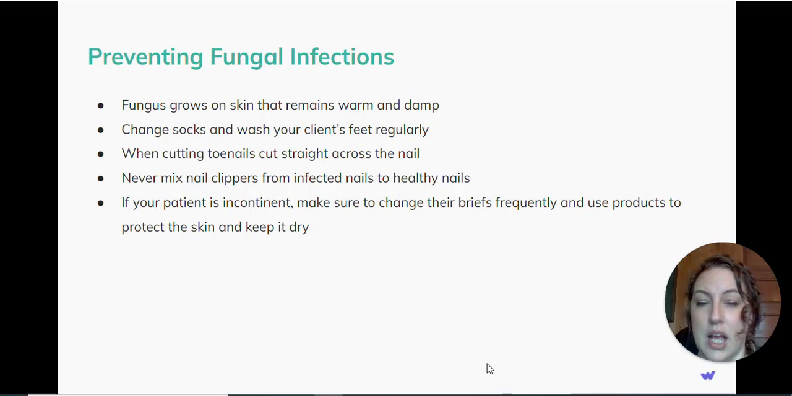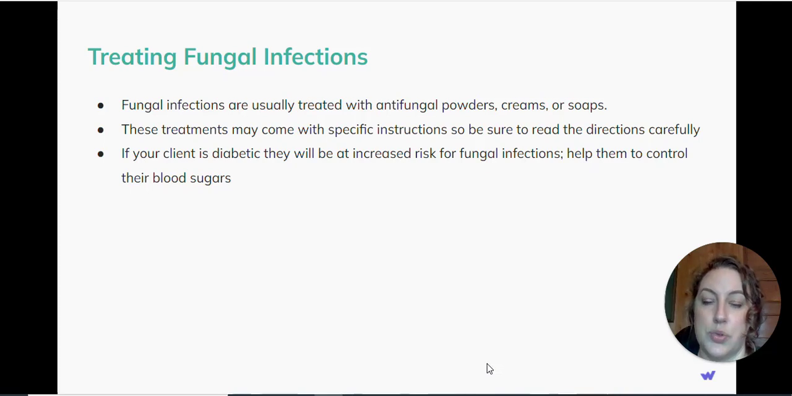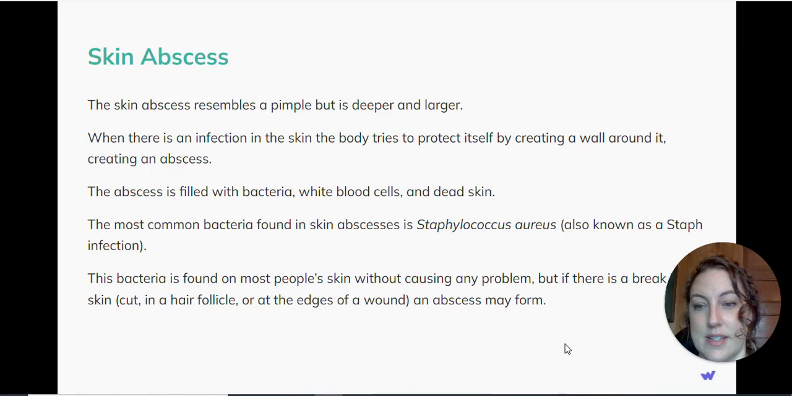When cutting toenails, cut straight across the nail. Never mix nail clippers from infected nails to healthy nails. And if your patient is incontinent, make sure to change their briefs frequently and use products to protect the skin and keep it dry. Fungal infections are usually treated with antifungal powders, creams, or soaps. These treatments may come with specific instructions, so be sure to read the directions carefully. If your client is diabetic, they will be at increased risk for fungal infections, so help them to control their blood sugars.